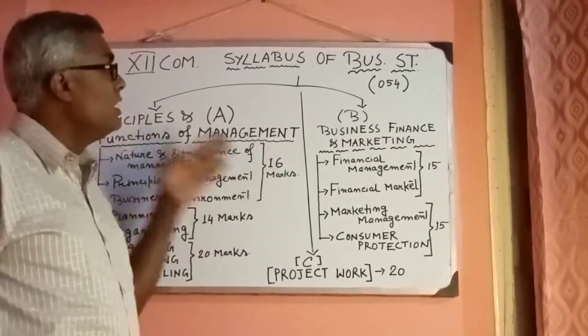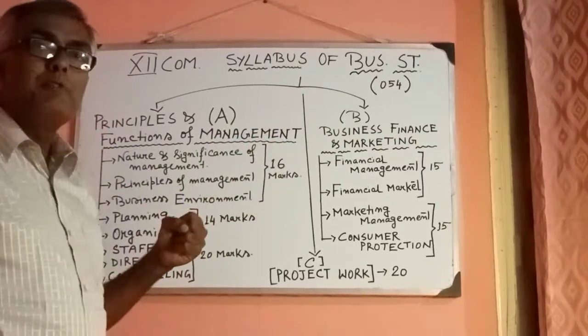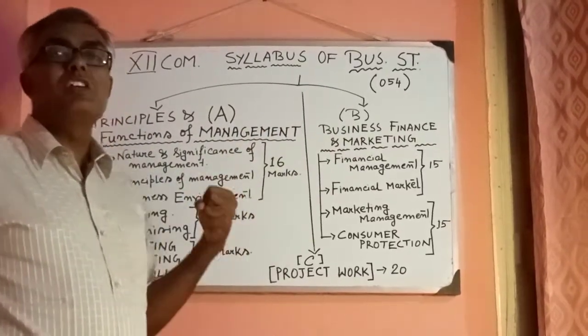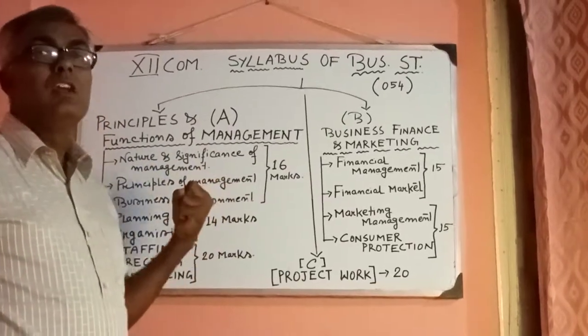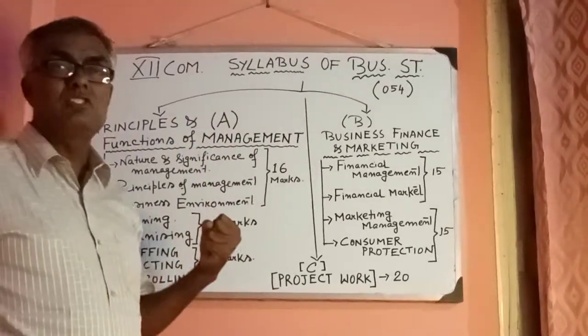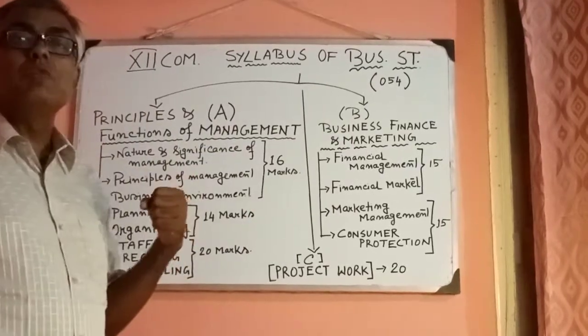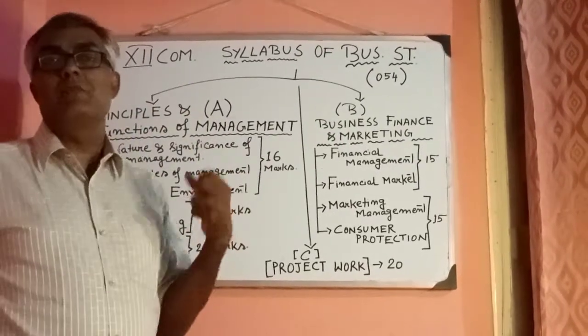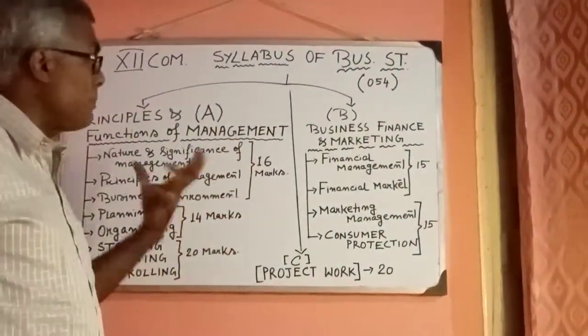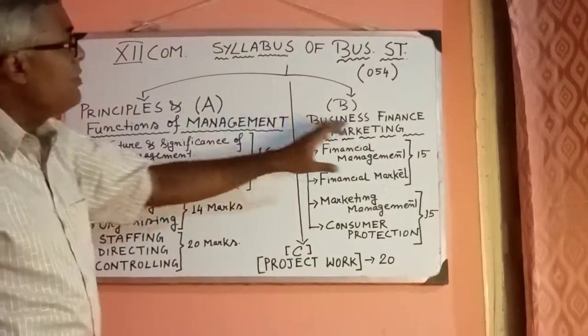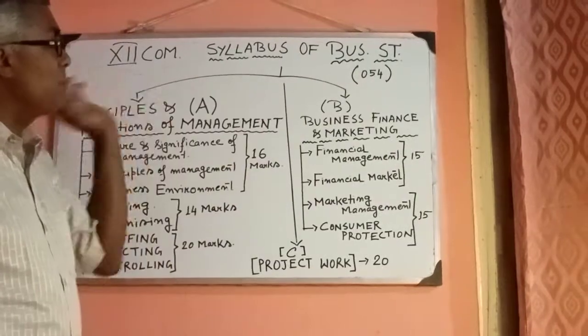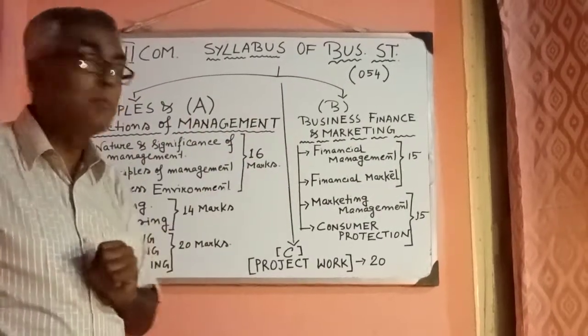in the class 12 syllabus. In financial management you will have to read the functions of financial management, the meaning of financial management, what financial planning is, and the meaning of capital structure. In financial market you will have to read the stock market, primary market, money market, capital market, etc. If you add these, you will get a 15 marks question from these two chapters, financial management and financial market.